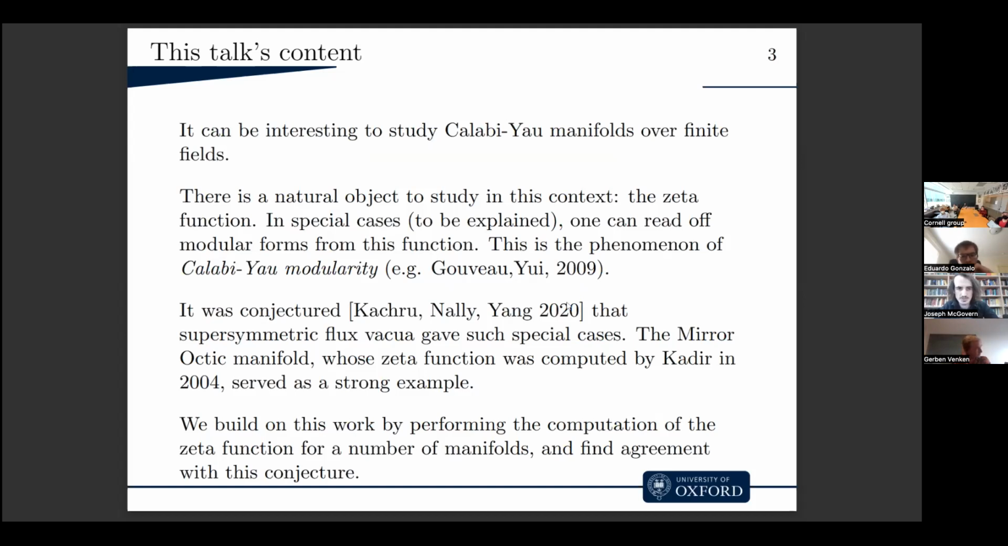Now, in 2020, it was conjectured by Candelas and Yang that actually supersymmetric flux vacua gave you such special cases. And in that study, they looked at this mirror octic manifold, which had been looked at by Kadir in 2004, and were able to evidence this conjecture. So what I want to really show you is that we've worked out a means of more quickly computing the zeta function for a larger number of examples. And we've tested this in a few cases, and we find agreement with this conjecture.